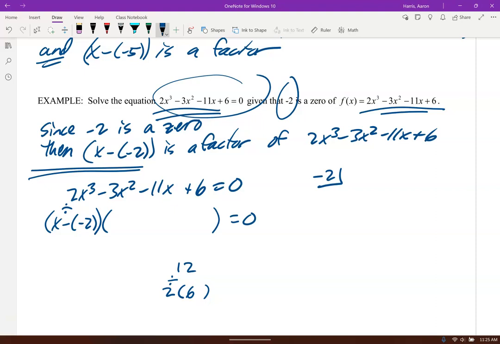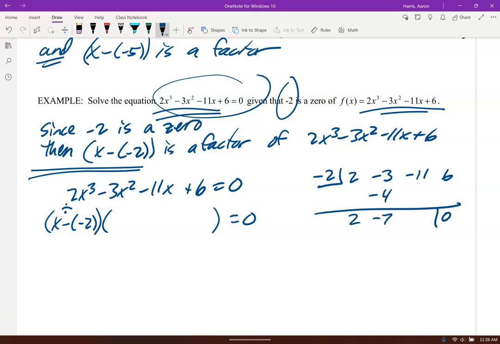And let's do it with synthetic division. So the -2 goes in the box. 2, -3, -11, and 6. We know it's a 0, so I know I'm going to have a remainder of 0 here, but I'm doing this so that I can find the other factor, right? So I'll drop the 2 down. 2 times -2, -4. -3 minus 4, -7. -7 times -2, 14. -11 plus 14, 3. 3 times -2, -6. There it is. So when I do the division, I get 2x, one degree less, squared minus 7x plus 3.